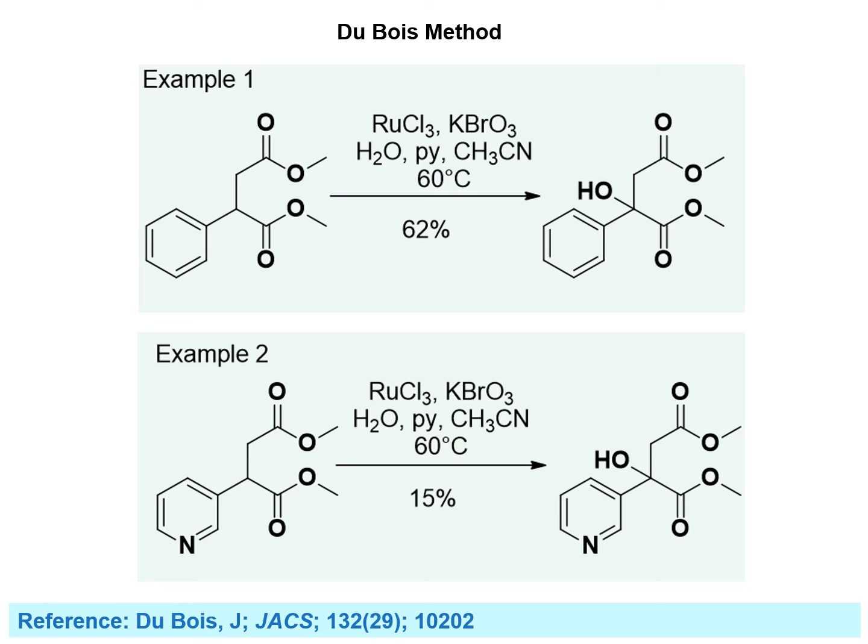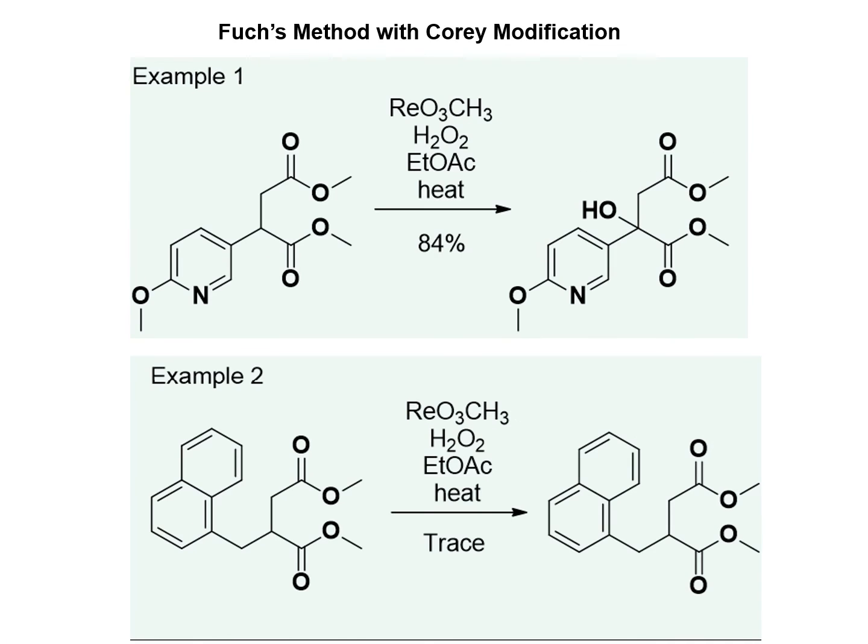However, there were questions surrounding the scope. The primary concern is the perception that ruthenium tetroxide is a powerful non-selective oxidant. To perform the hydroxylation on the tertiary center of a pyridine substrate, we went ahead and used the Fuchs method with Corey modification that relied on rhenium and peroxide. To our delight, we were able to get the desired product in 84% yield.